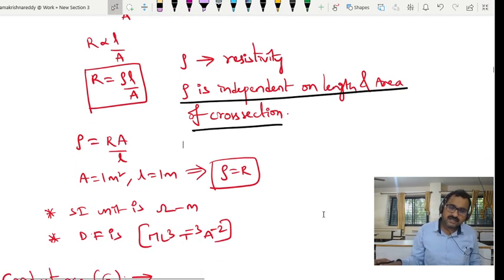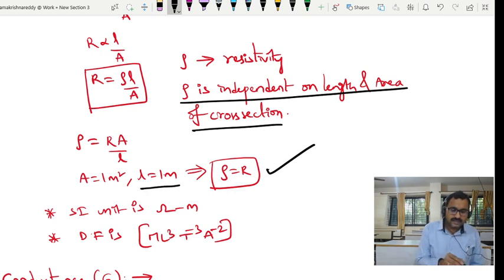Now take area as 1 meter square and L equal to 1 meter. From that, rho is equal to R only. So the specific resistance or resistivity is equal to the resistance of a conductor of unit length and unit area of cross section. Its SI unit is ohm meter, which you can write as ohm-meter, with a hyphen.